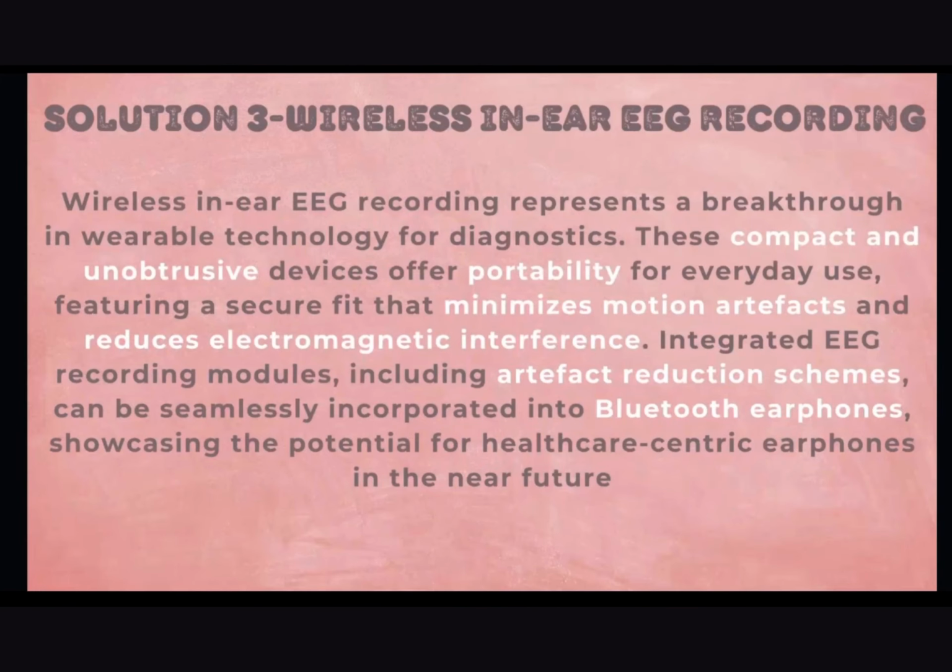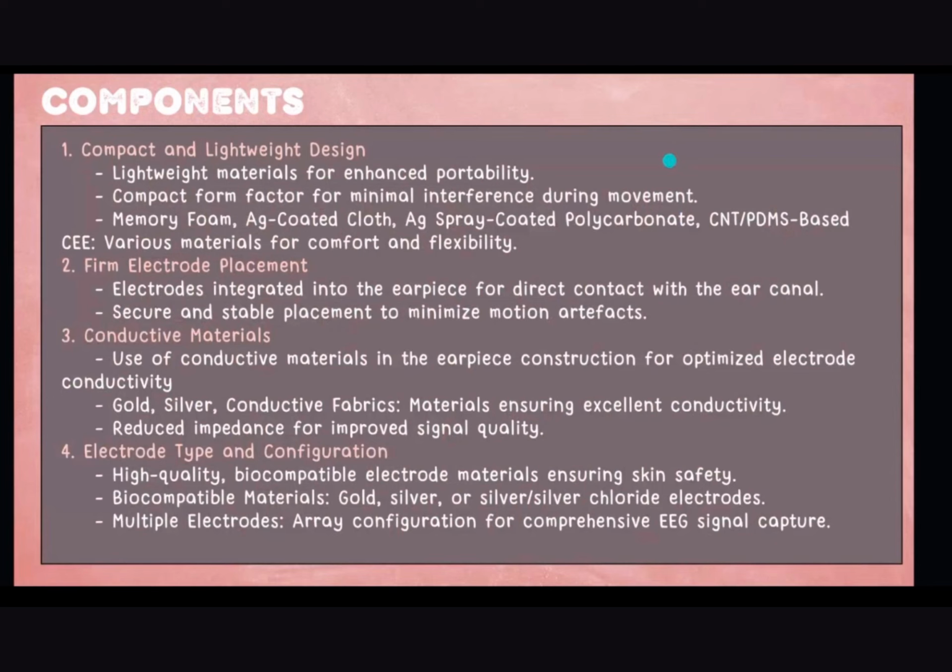Last but not least, solution 3 is a wireless in-ear EEG recording. These compact devices provide portability for everyday use and ensure a secure fit, minimizing motion artifacts and electromagnetic interference. Compact and lightweight design: lightweight materials are used such as memory foam and silver-coated cloth for enhanced portability. For firm electrode placement, electrodes integrated into the earpiece for direct contact with the ear canal ensures secure and stable placement to minimize motion artifacts.